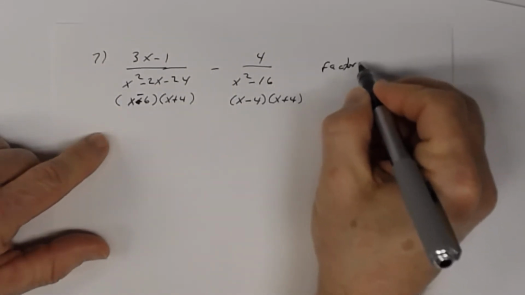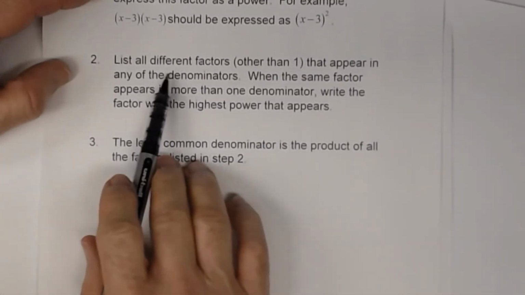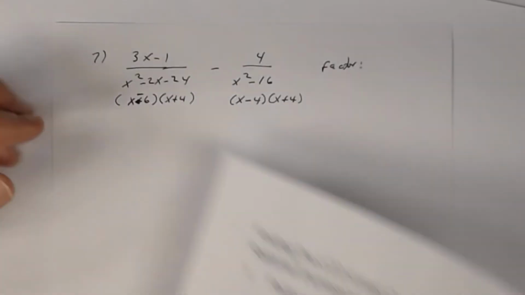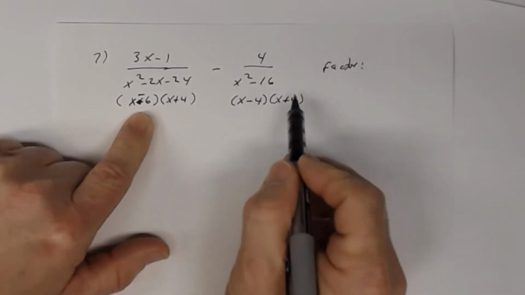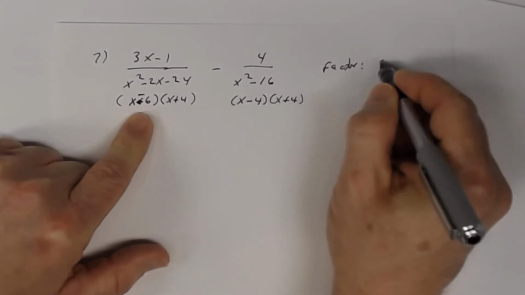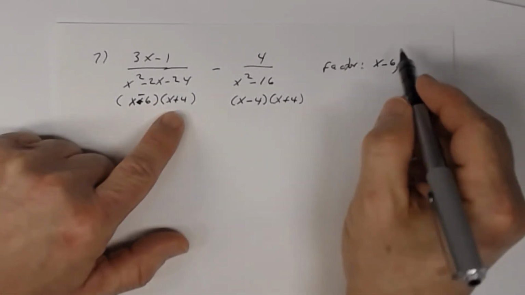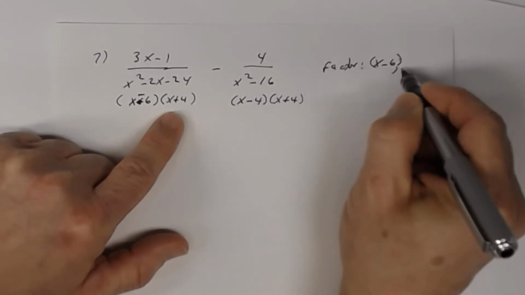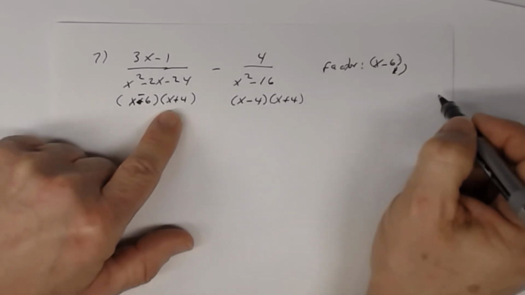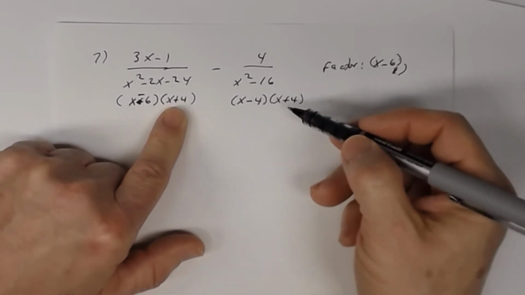So once you factor, the next step is to list the different factors. One of the factors I see is x minus 6. I don't see any other x minus 6 here, so I'm going to list it once. You can put this in parentheses, by the way, if you want to, so you could say (x minus 6), comma. The next factor you see is x plus 4. I see one here and one here, and I'm only going to include one.